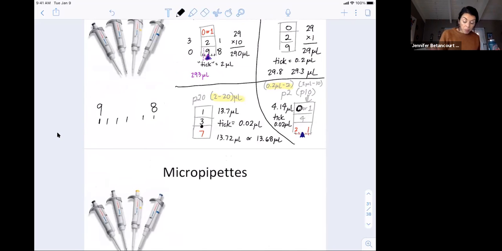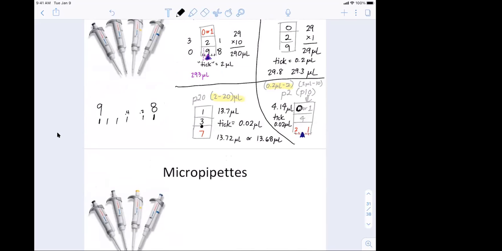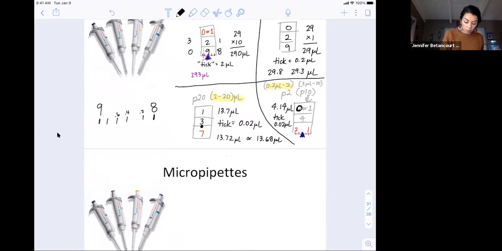So this tick mark would be directly under the number 9. This tick mark would be directly under the number 8. And then yes, you'd have 4 tick marks in between. So this would be 0.2, 0.4, 0.6, or 2, 4, 6, 8, whatever pipette you're in.